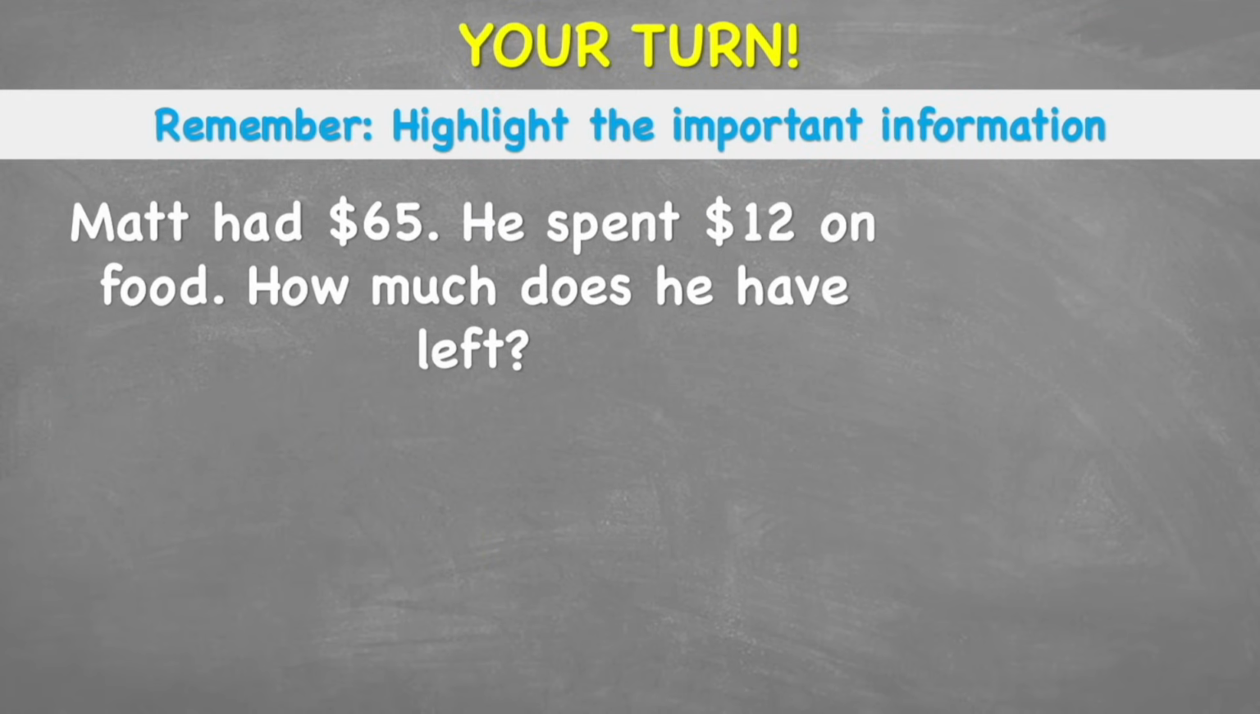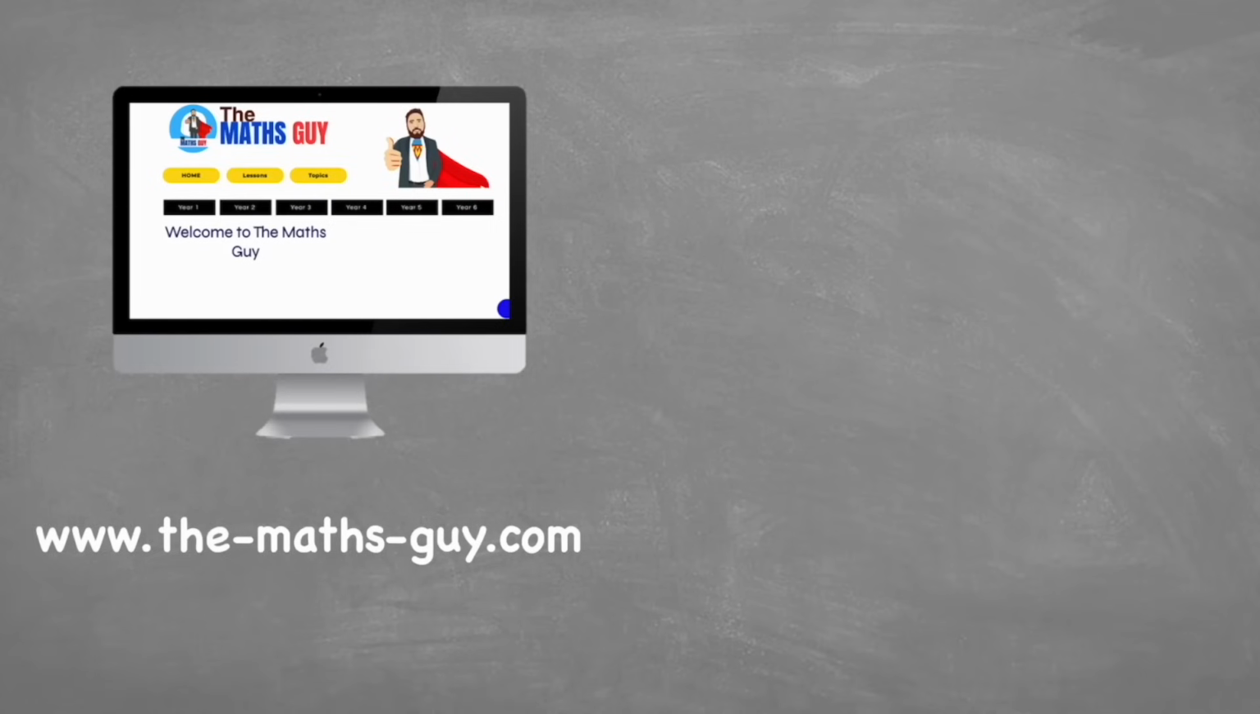Your turn. Have a go at answering this question. It says Matt had $65. He spent $12 on food. How much does he have left? First of all, think about it. Is this a one-step or a two-step problem? And then put your answer into the comment section. Press pause on the video now. Good luck.